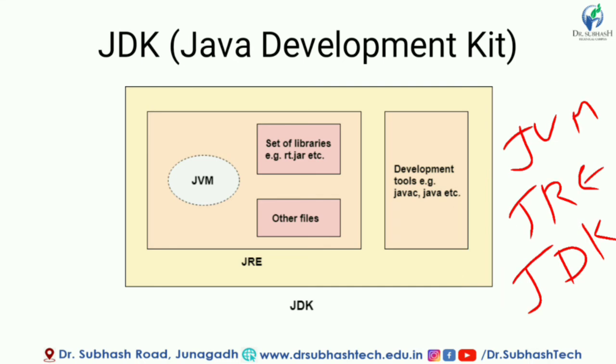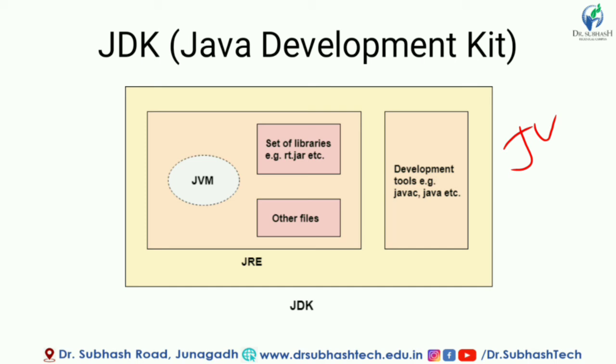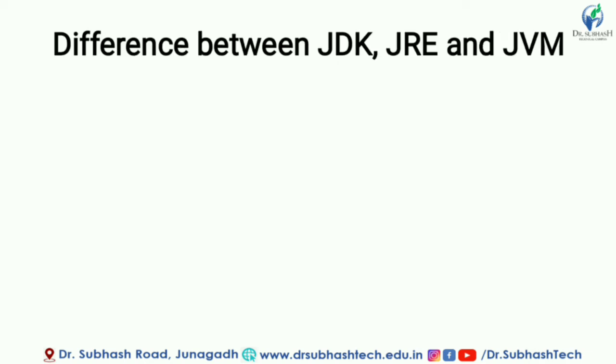So this is the sequence in which the environment variable is available, right? We will use these terms, meaning the software tools, for execution of the programs. In the previous lecture we saw that we were using the JDK and JRE before starting the Java program. Let us compare this JDK, JRE and JVM, right?